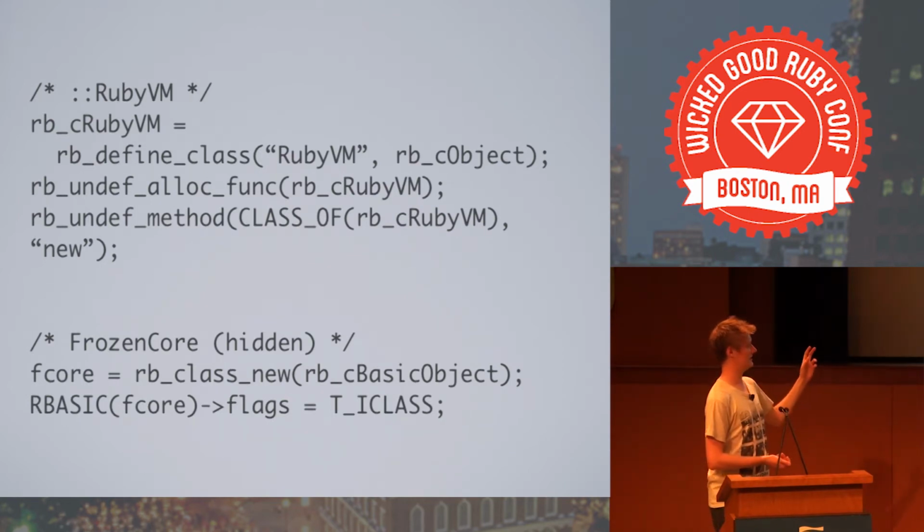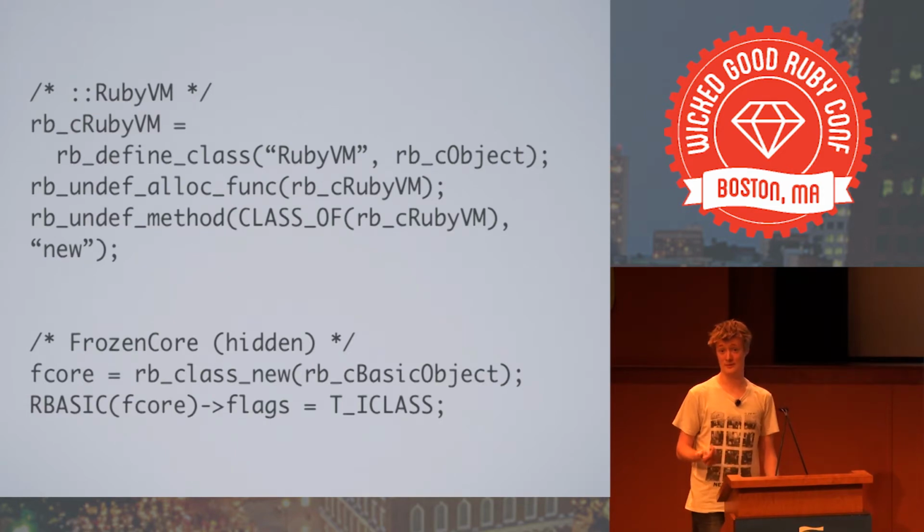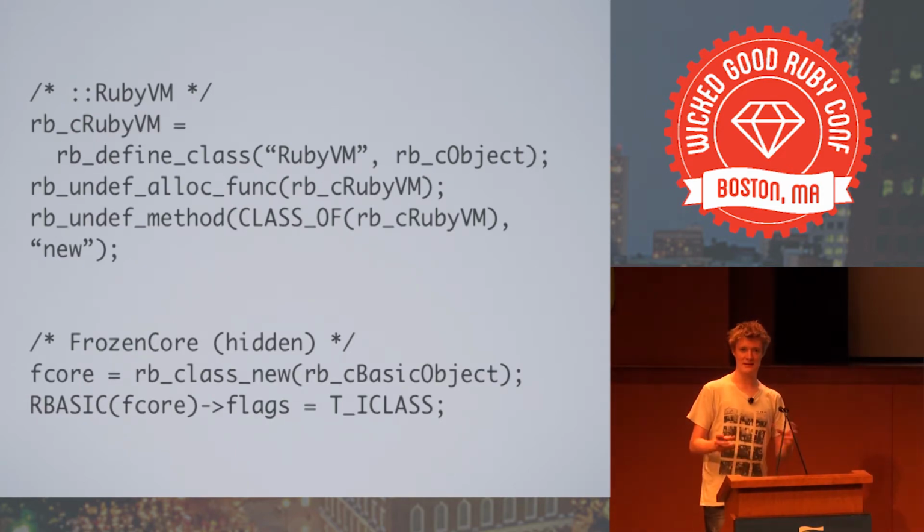And the RubyVM class is something that we can get at from userland. And because of the way that Ruby's, or MRI's, garbage collector works, objects that are allocated near each other in terms of time are often stored in memory at close locations to each other.